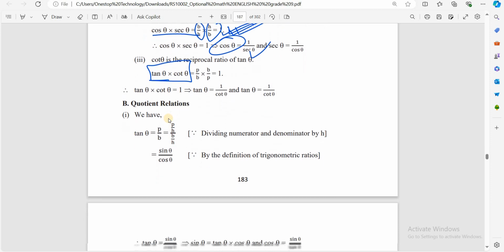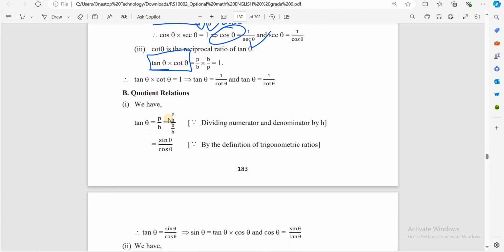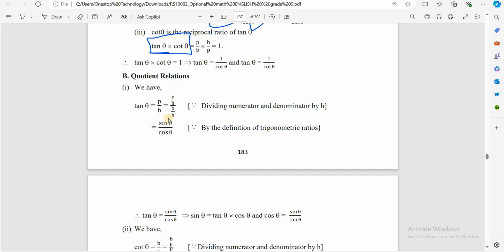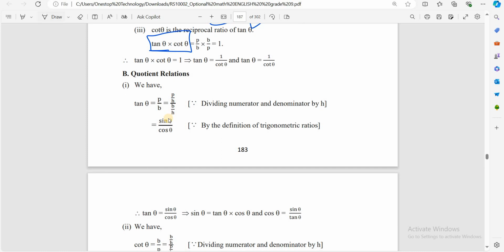Now the quotient relation. So let's see what this says. We have tan theta equal to p by b.